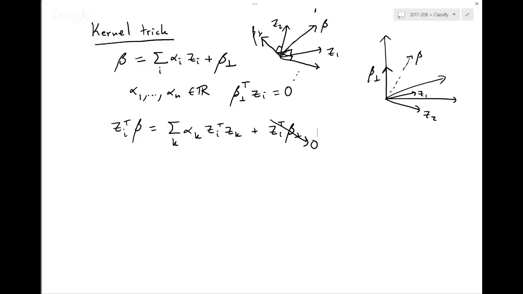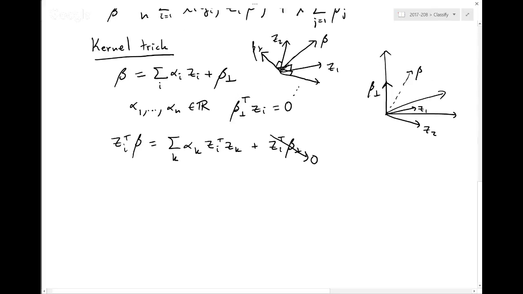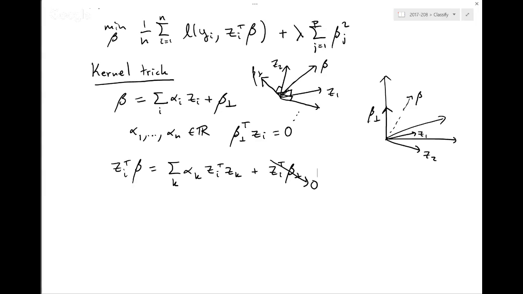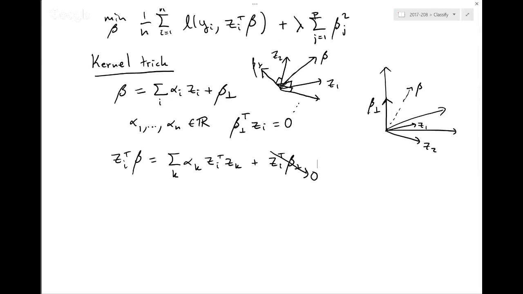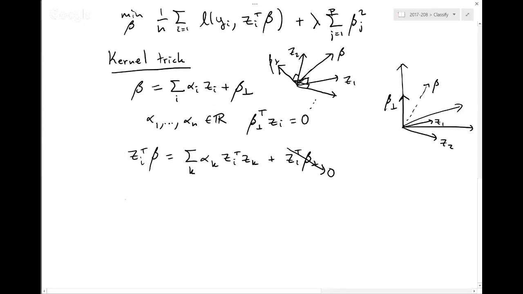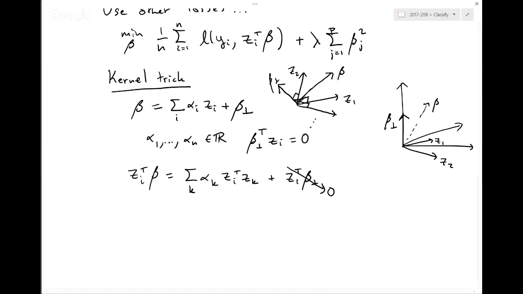Okay. So now what do we have? We have that Z_i transpose beta can be written just as a function of the alphas. Right? That's one thing. So now the SVM procedure, let's call it star. Star here is this minimizer.